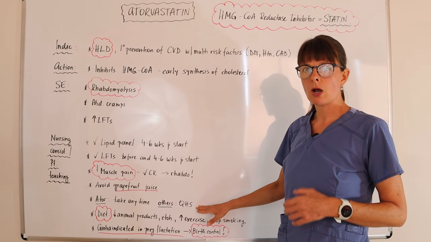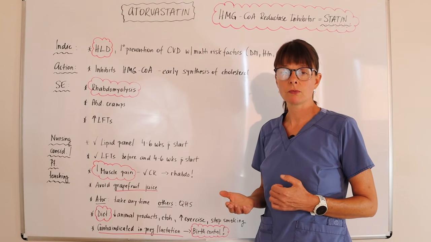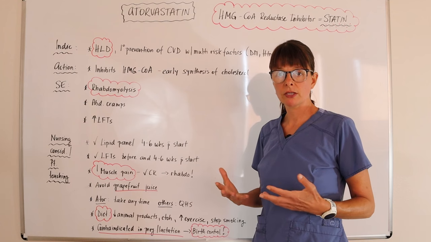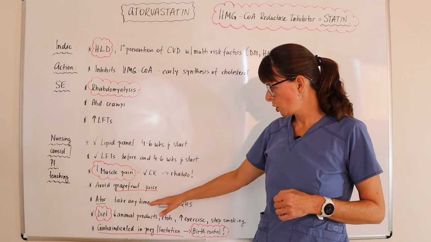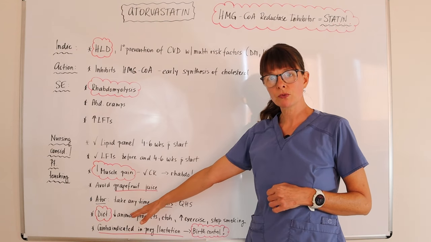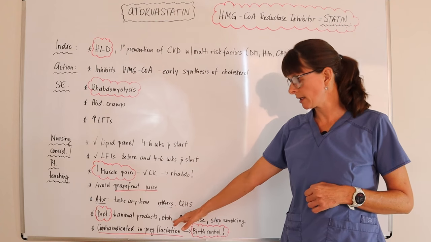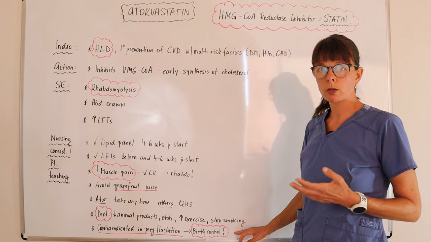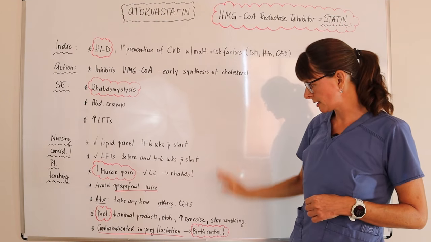Of course, as always, we want to educate our patients about non-pharmacological measures to improve whatever their disease process is, in this case, the elevated lipid panel. So we want to advise them to improve their diet, decrease a diet high in animal products, and avoid alcohol, as well as increase exercise and stop smoking, which are all very important risk factors for coronary artery disease.